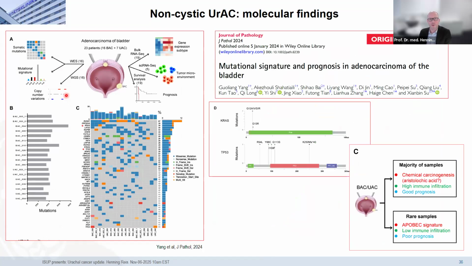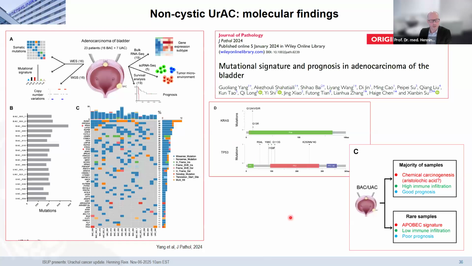This is from the group of Yang and colleagues from Shanghai. They analyzed 23 patients, including 7 urachal adenocarcinomas. They performed whole exome sequencing and whole genome sequencing, and also bulk RNA-seq, single-cell RNA-seq, and survival analysis.